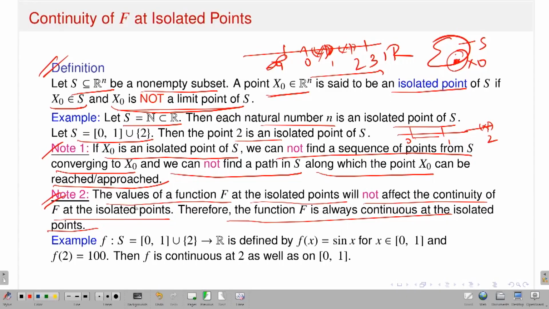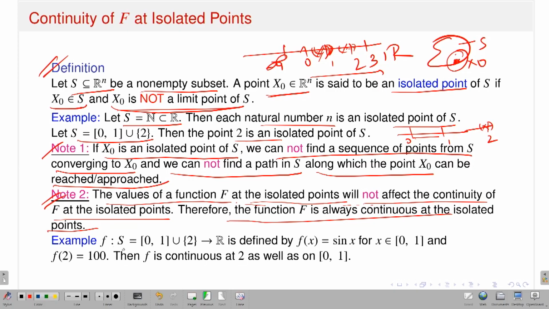Now, if I take an isolated point, Note 1 says that we cannot find any path or any sequence from S which converges to that point. So I can say F is continuous at x naught vacuously. Since there cannot exist any sequence converging to x naught for which I could examine the convergence of the image sequence, vacuously I can say that my function capital F is continuous at the point x naught. That is exactly what I have written: the value of the function at the isolated point will not affect its continuity. That means it is vacuously continuous.